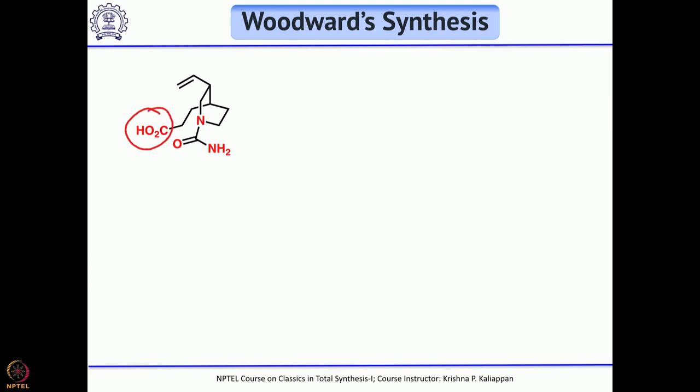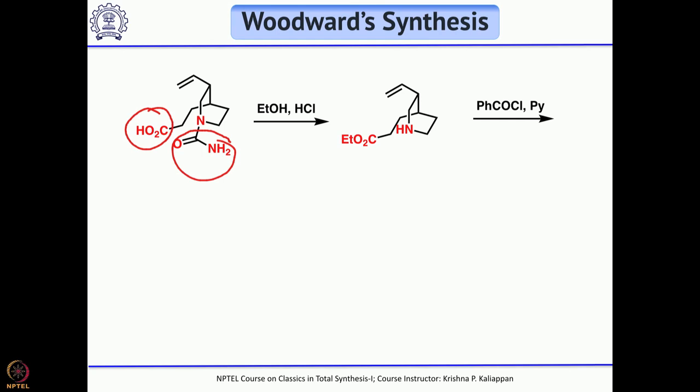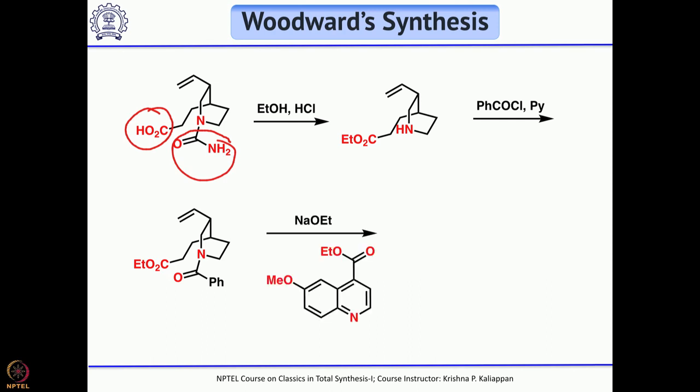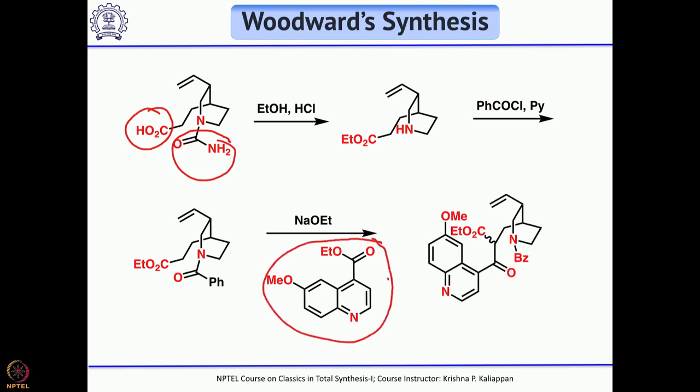this carboxylic acid as an ester, because for the Claisen reaction you need this ester. Then treat with ethanol and HCl. So, ethanol and HCl not only converted the carboxylic acid into the ester, but also hydrolyzed this urea derivative to the corresponding NH. Now on treatment with benzyl chloride, it's like a Schotten-Baumann reaction. You benzylate the secondary amine, then you have this ester, this known compound. Then you do the Claisen reaction.